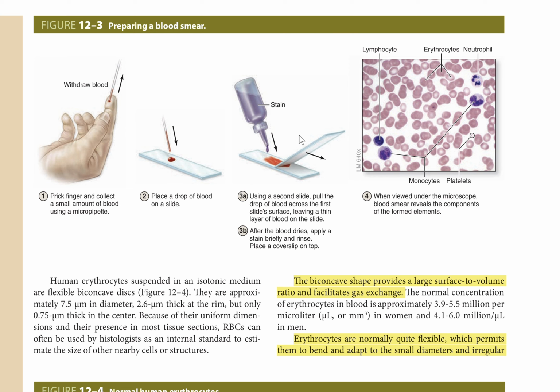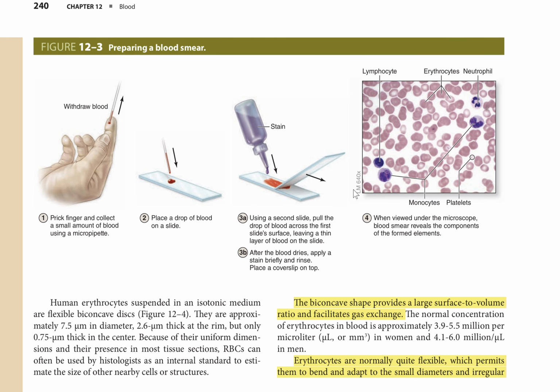We also learn different types of stain that we use to study red blood cells. After the blood dries, we apply the stain, and then we rinse, and then we place a cover slip on top, and put that slide onto the microscope stage, and then we can see this type of structure inside the microscope. We see the purplish and pinkish structures. So let's start.